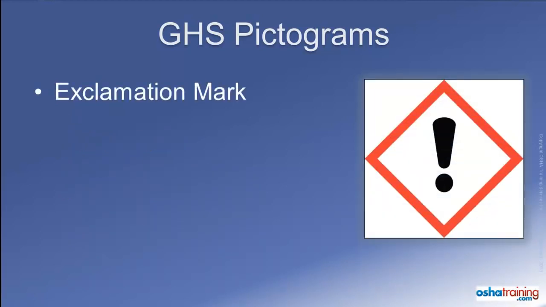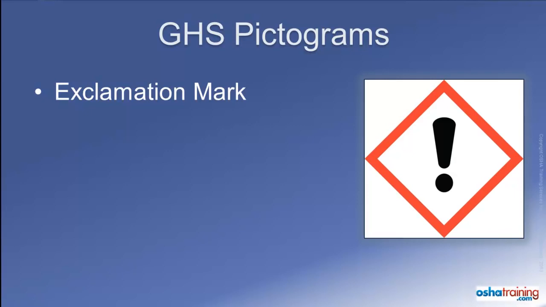A very broad category of chemicals and products are identified by the next pictogram, which is an exclamation mark. This symbol is associated with several products and chemicals that, relatively speaking, represent lesser levels of health hazard but still require you to take precautions.